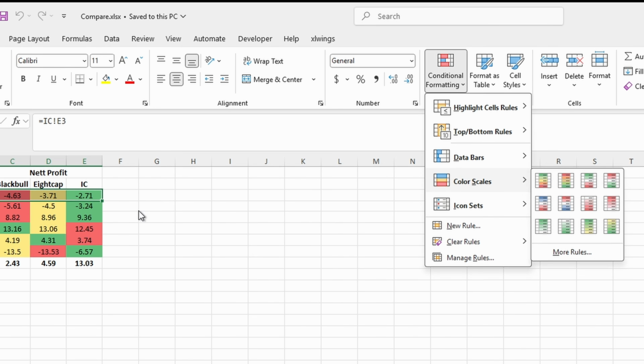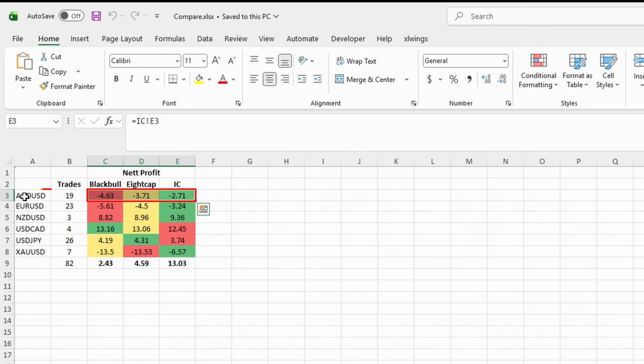I've just color scaled this so we can see that they've all lost on the Aussie dollar, but IC's lost a little less than Black Bull and 8cap, and so we can see the color grading. And so I've got that for each row. These ones are profitable, and we can see that this one's the most profitable, so it's green, and vice versa here. Black Bull has the best performer on USD CAD, and it's the one that's green. So we can get a good little snapshot here.